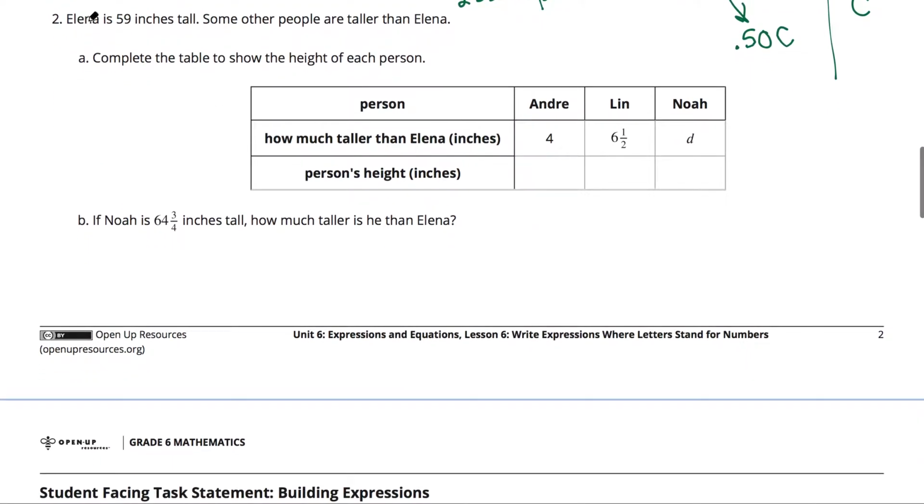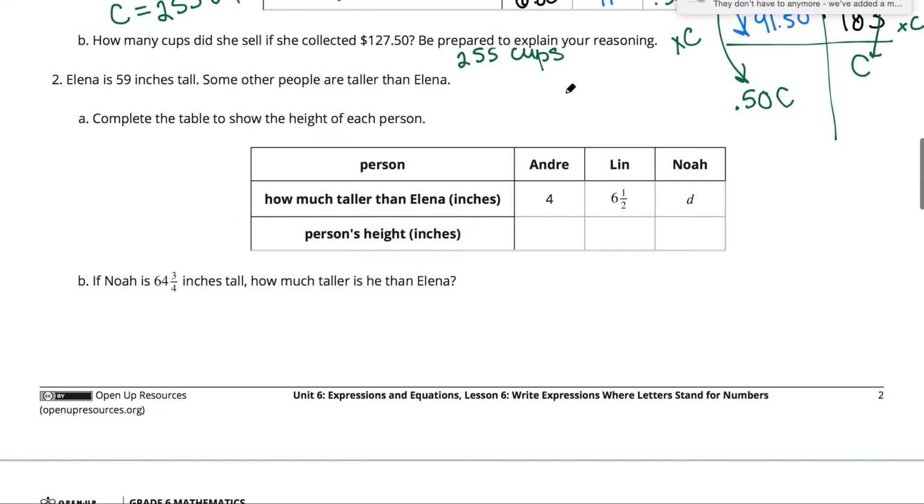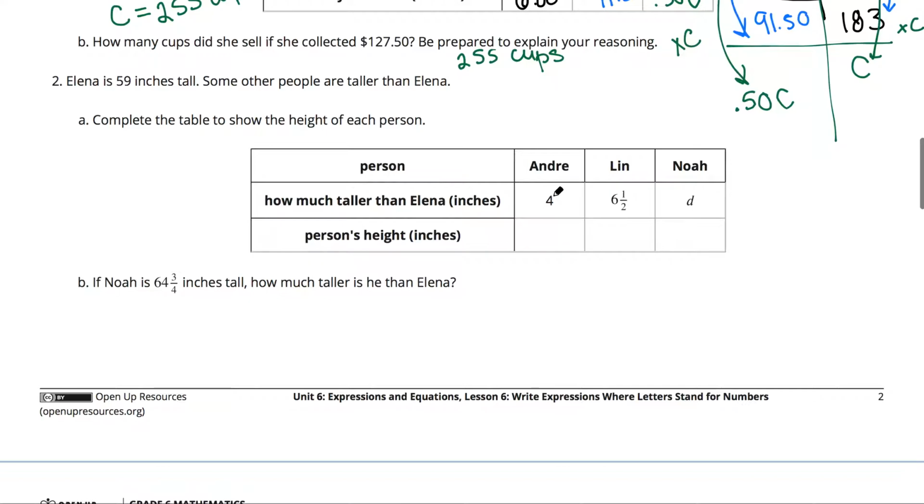Okay, Elena is 59 inches tall, and some other people are taller than Elena. Complete the table to show the height of each person. Okay, so they're telling you that Andre is 4 inches taller than Elena. So, Andre is 4 inches taller. I know Elena is 59 inches. Andre is 4 inches taller.